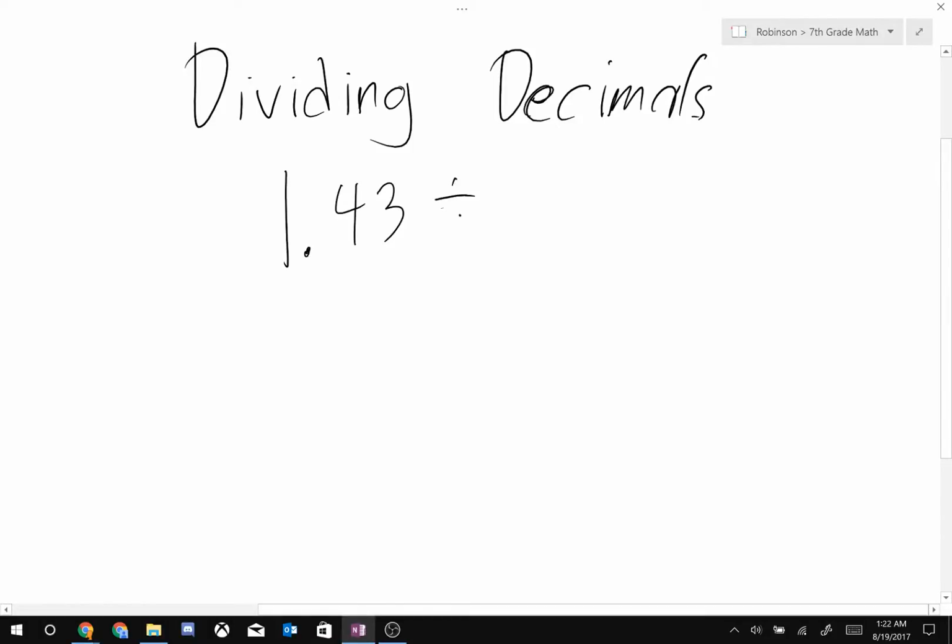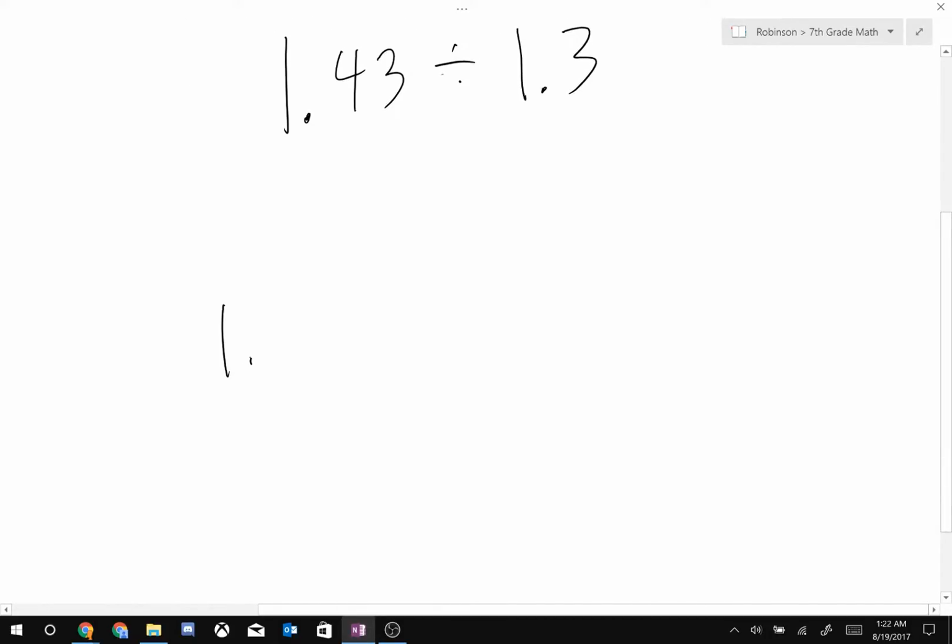1.43 divided by 1.3. Two decimals, and we'll see how this interacts. Okay, so we'll set it up as usual. We're going to write our 1.3 on the outside and the 1.43 on the inside.